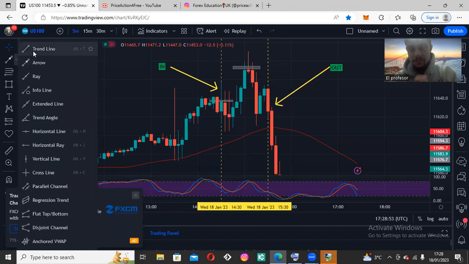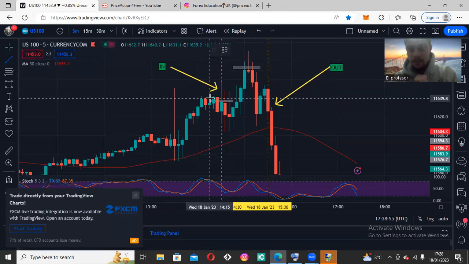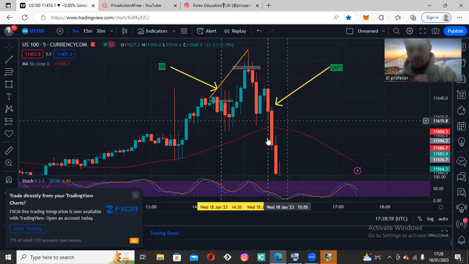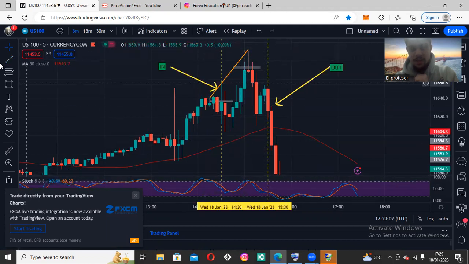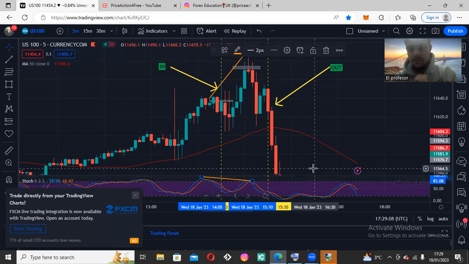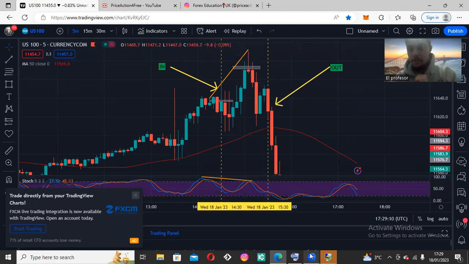Price right here, it's going up, right? But in the stochastic right here, price is going down. So this is what we call divergence, right? And when you catch the divergence, you will have a really nice profit.